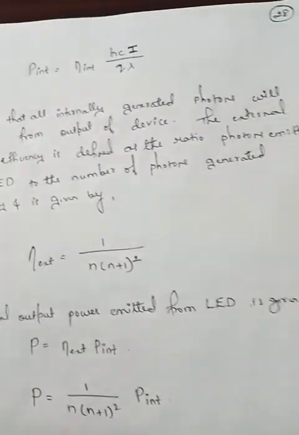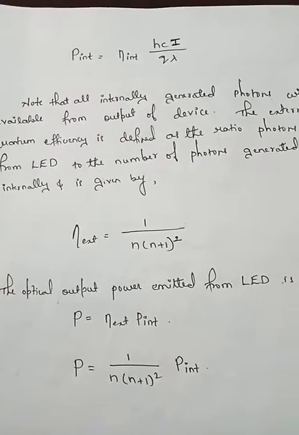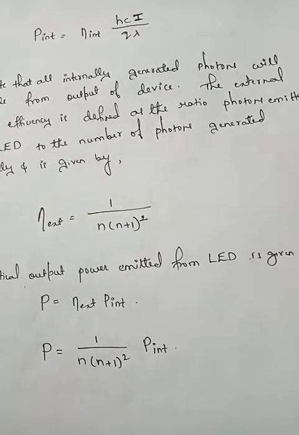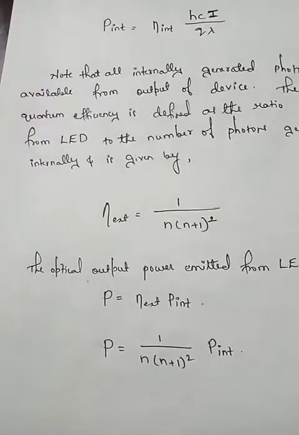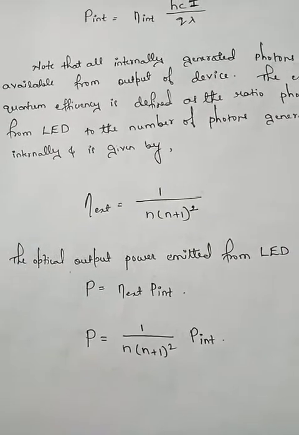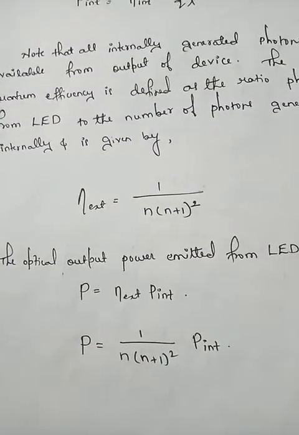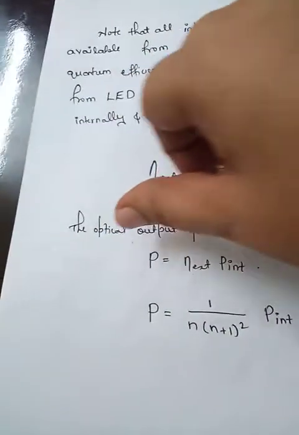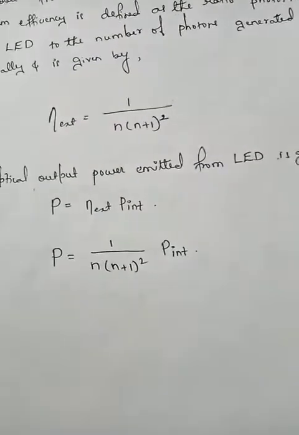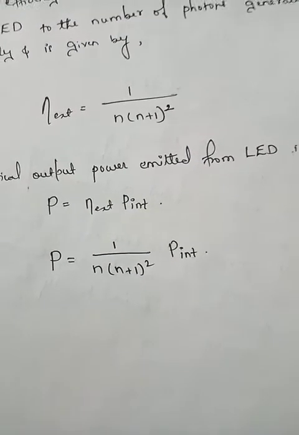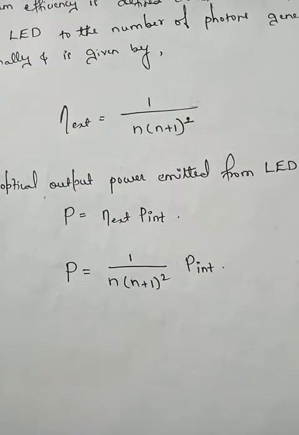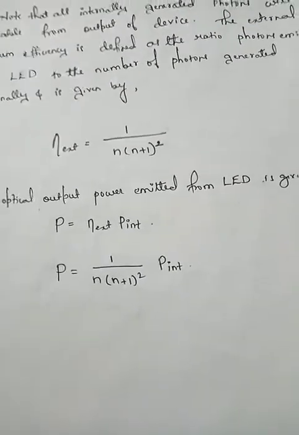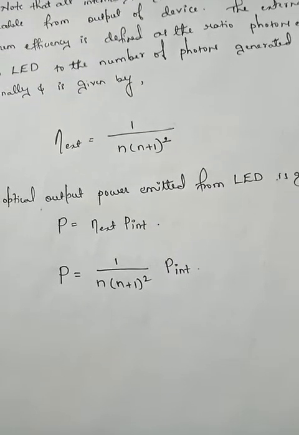Note that not all internally generated photons will be available at the output of the device. The external quantum efficiency is defined as the ratio of photons emitted from the LED to the number of photons generated internally, and is given by eta ext is equal to 1 by n into 1 over n into n plus 1 to the whole square. The optical power output emitted from the LED is given by P is equal to eta ext into PINT. So that will equate the optical output power emitted from the LED: P is equal to 1 by n into n plus 1 to the whole square into PINT.